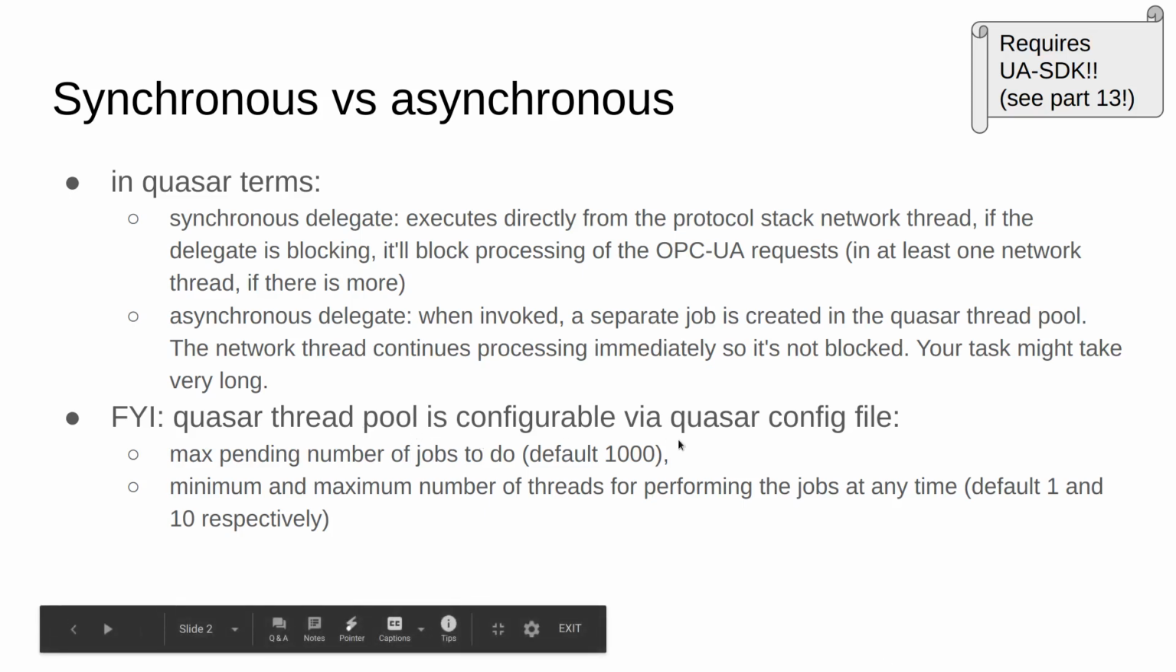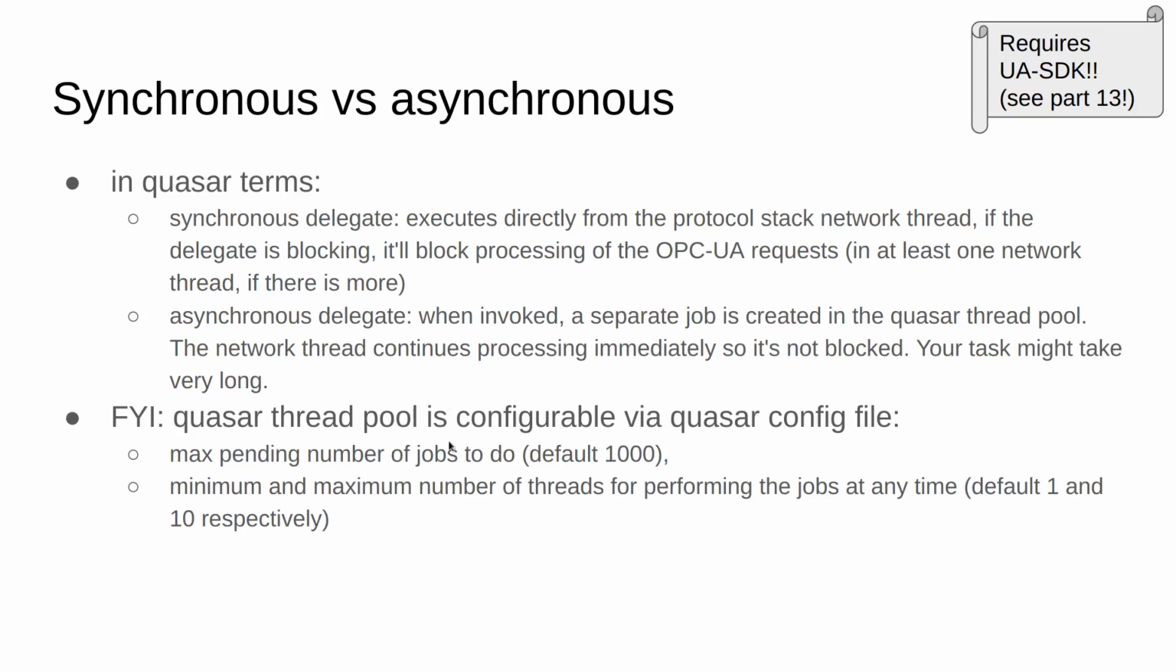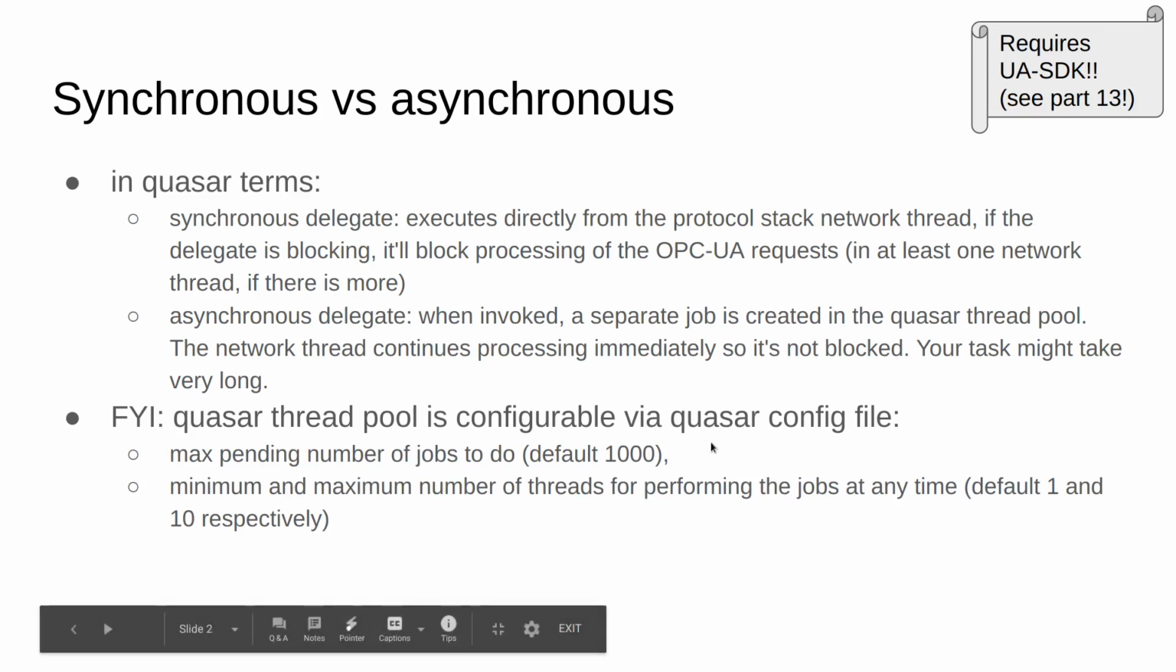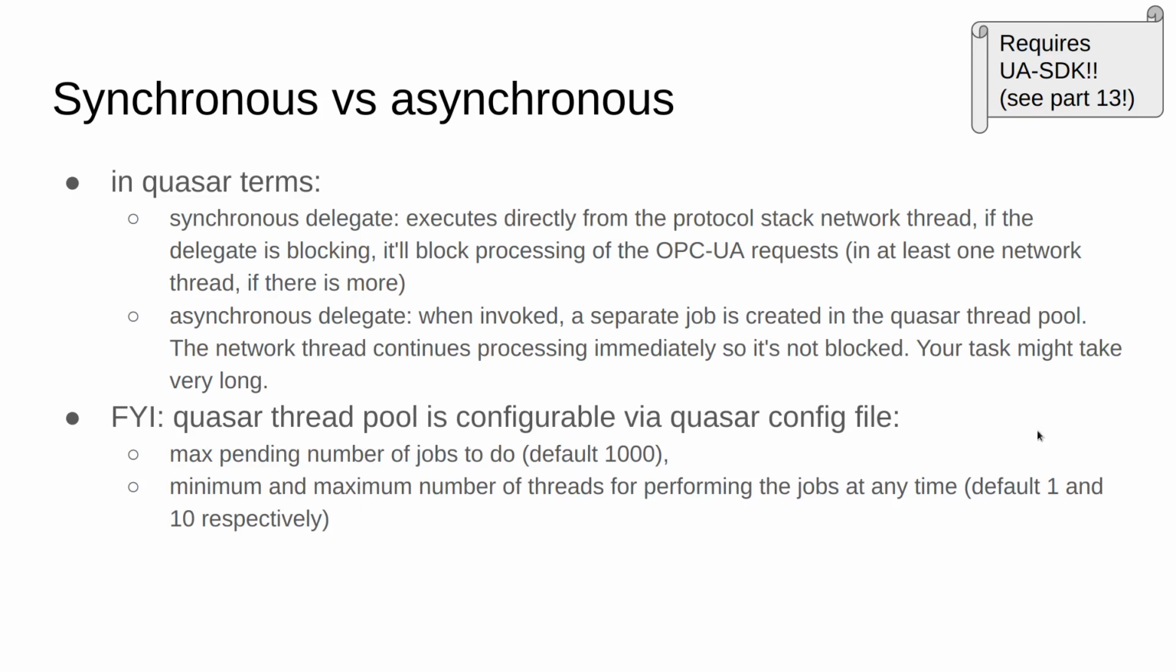Before I go to the demo, just to mention that the thread pool is configurable by the Quasar config file, and the default, if you don't put those arguments, is that the max pending number of jobs is 1000, and then there is a minimum and maximum number of threads for performing the jobs at any time, which is between 1 and 10. I hope I don't forget to show this to you in the demo.